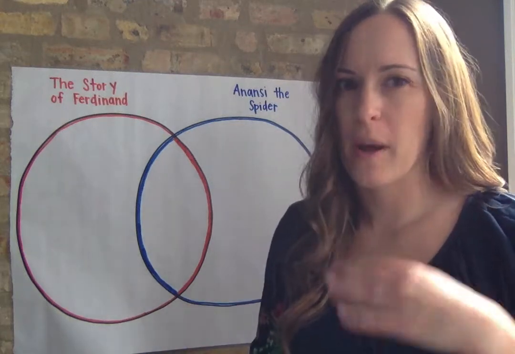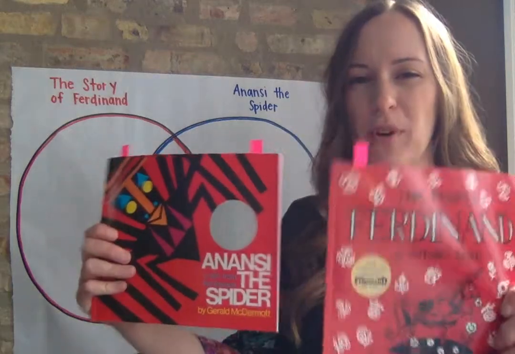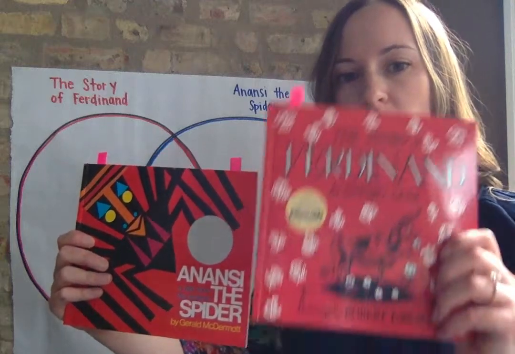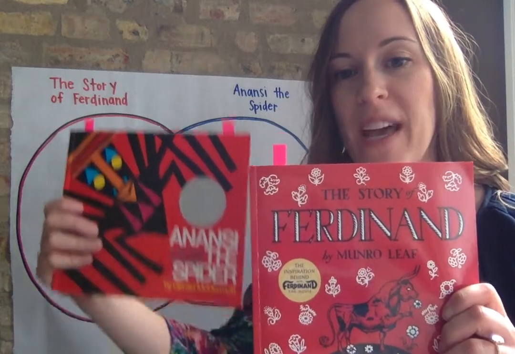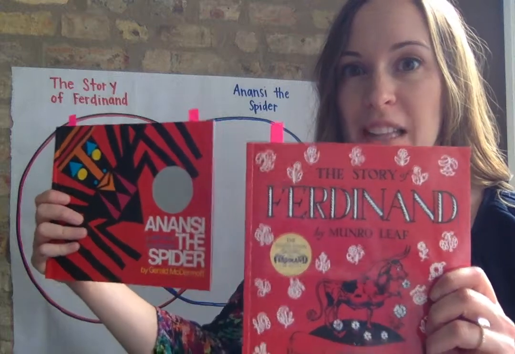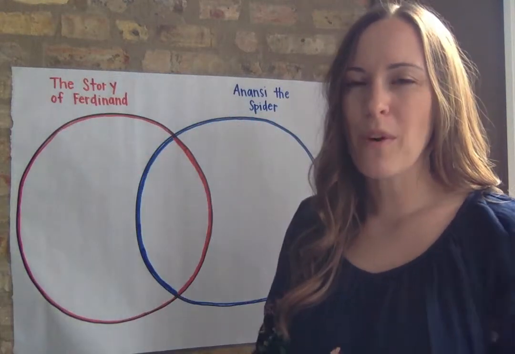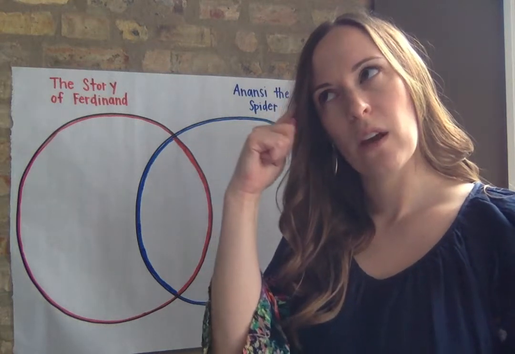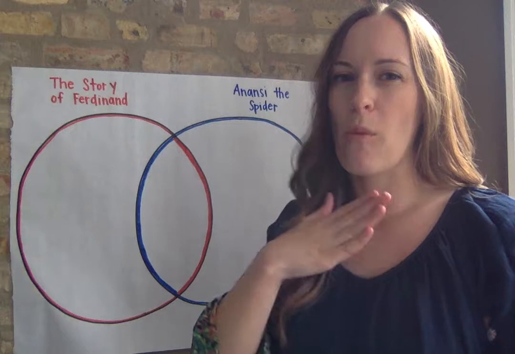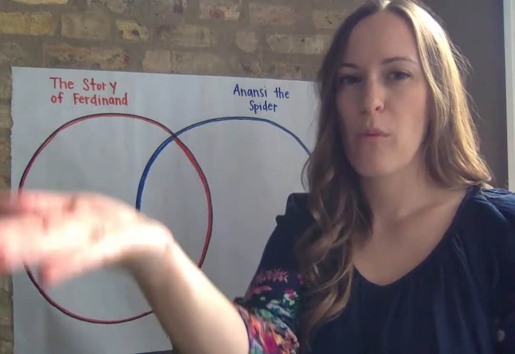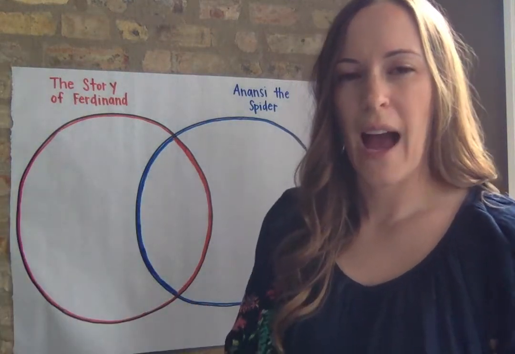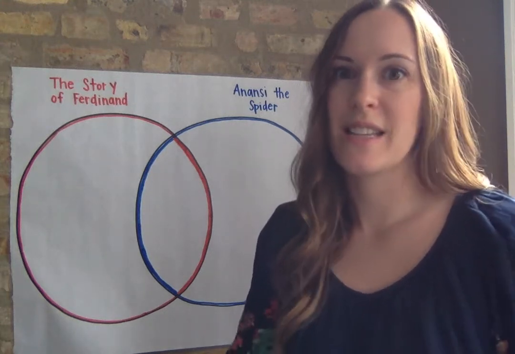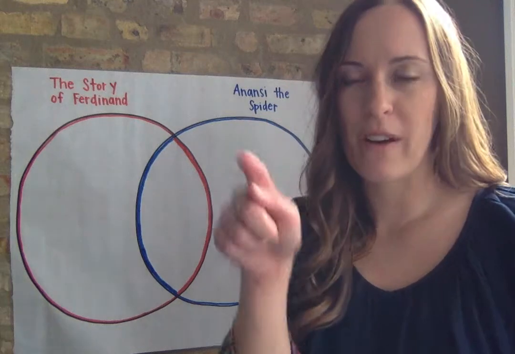So before we get started comparing our books, both of these books tell about a time that a character went far from home. Remember? Ferdinand went to the bullfight in Madrid. Anansi went on an adventure and got lost away from home. I want to know about a time that you have been far away from home. Think. I've been far from home when I drove all the way to my grandma's house to celebrate a holiday. When have you been far from home?